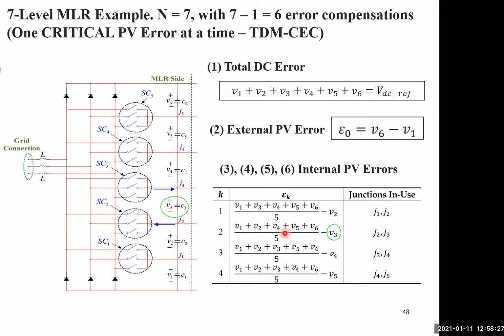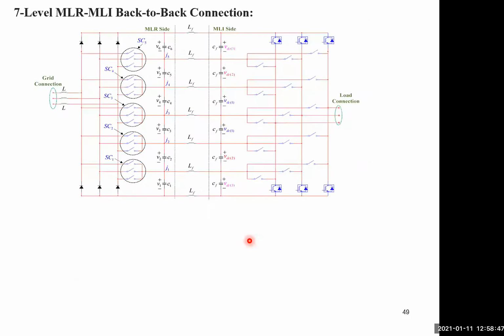Suppose that this error is the critical one. If we want to decrease V3, we simply do the opposite. Direct negative currents to the upper junction and positive to the lower junction. And we do this each sample time specifically for the currently critical error. Eventually it's going to correct itself.